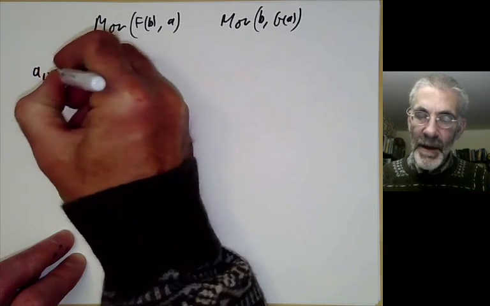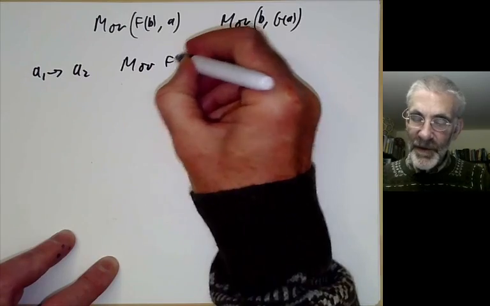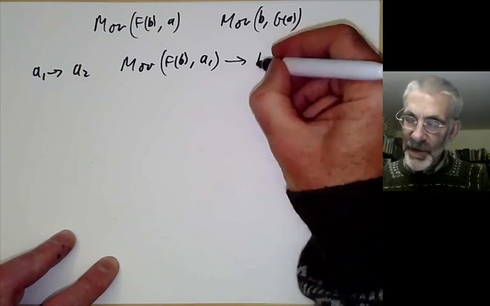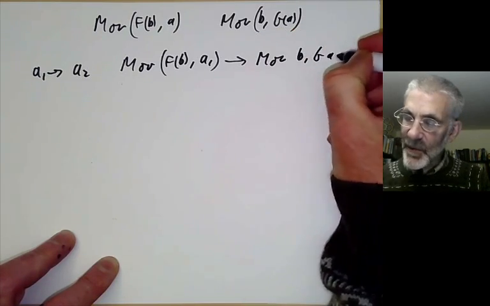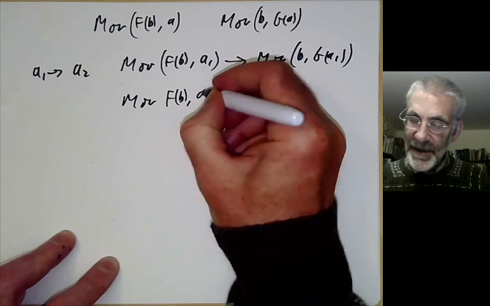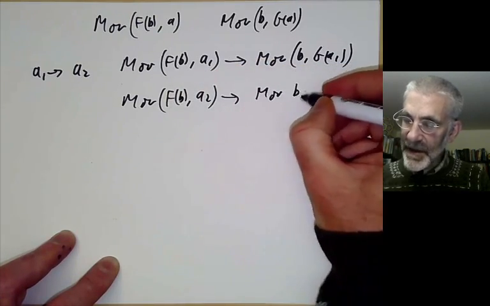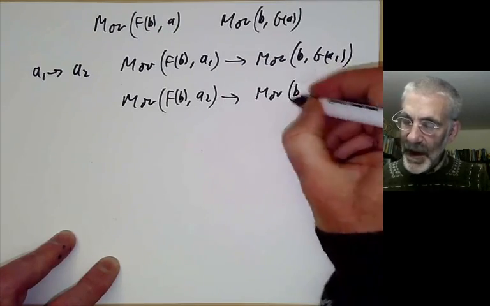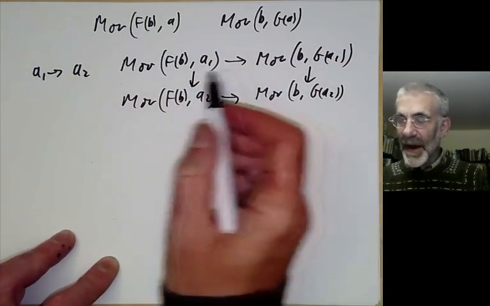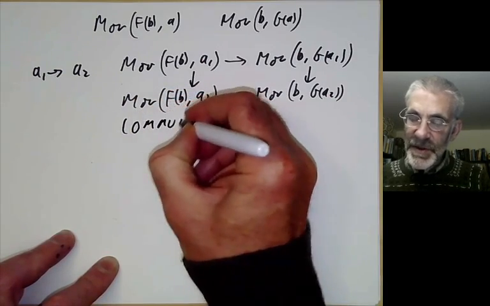So first of all, if we have a morphism from A1 to A2, then we can have the following diagram. We have morphisms from FB to A1, and this should be isomorphic to morphisms from B to GA1. And we also have morphisms from FB to A2, and this should be isomorphic to morphisms from B to GA2. And the morphism from A1 to A2 induces morphisms like that. And the condition we want for this to be natural in A is that this square should be commutative.